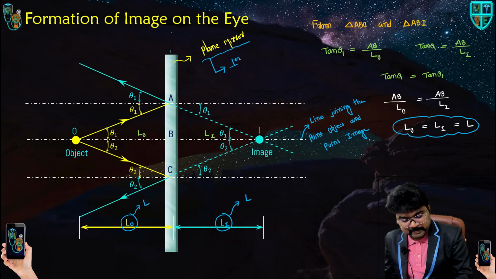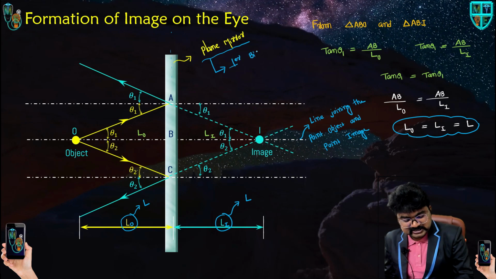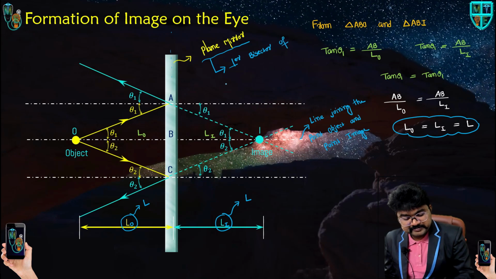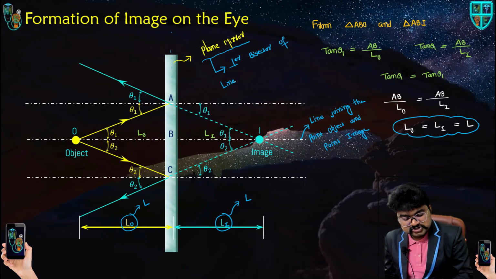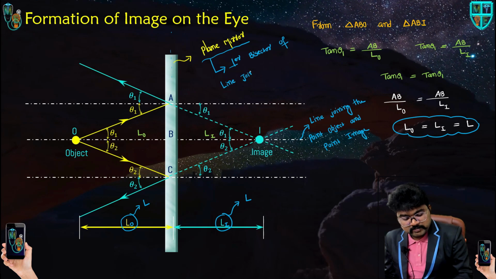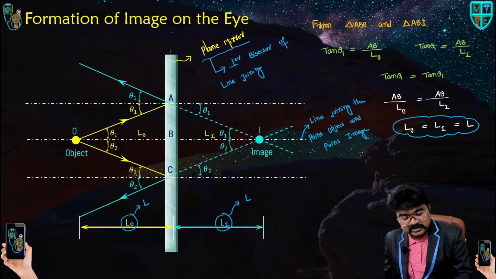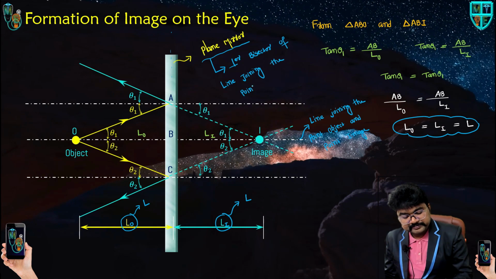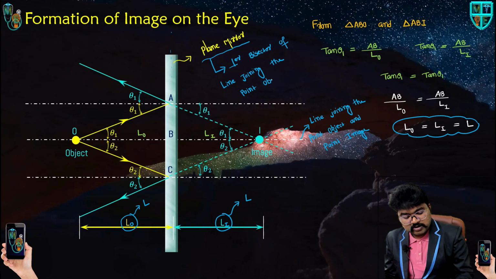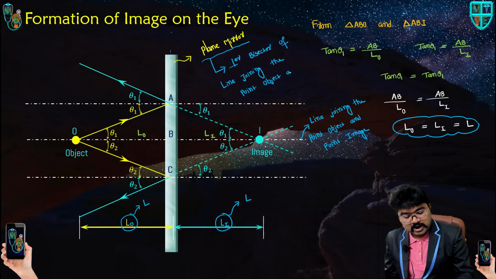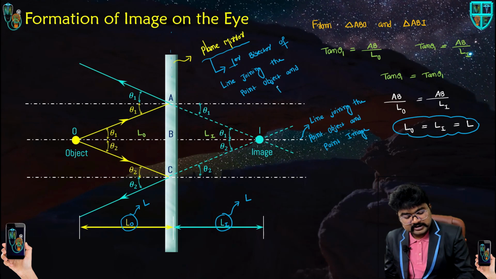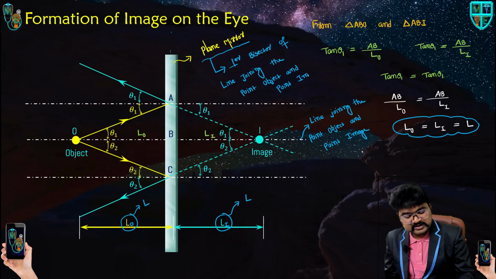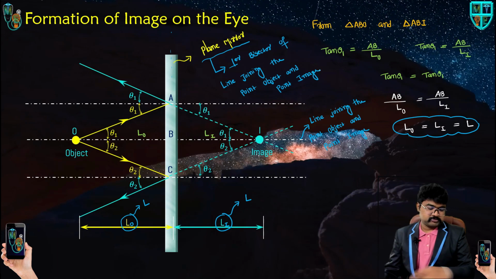This is the perpendicular bisector, the perpendicular bisector of the line joining the point object and point image. It is very, very important. You can write up to here.